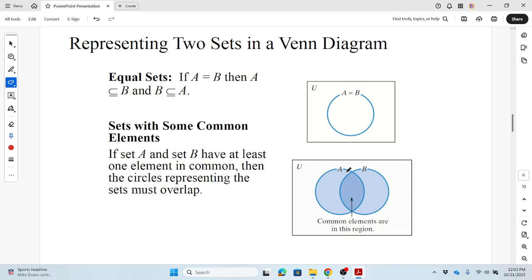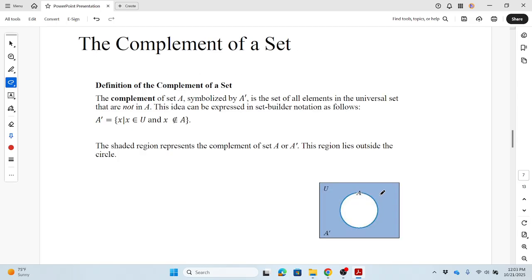If two sets have something in common, this is how we draw them inside the Venn diagram. Set B and set A, both of them have something in common, like this part is common. Common elements are in this region.